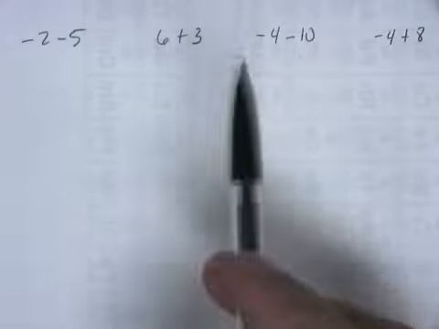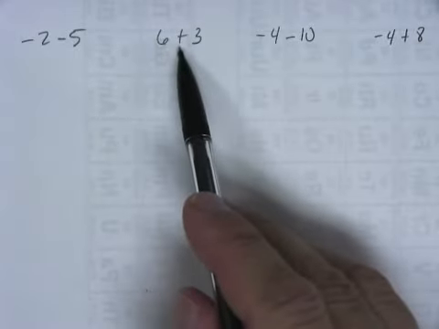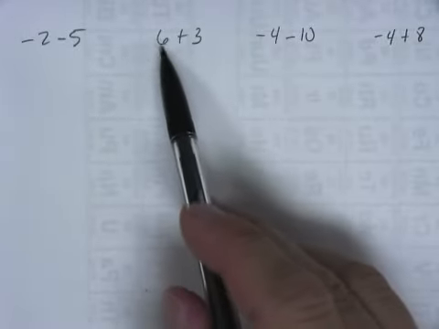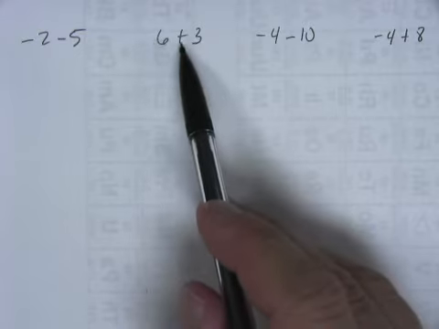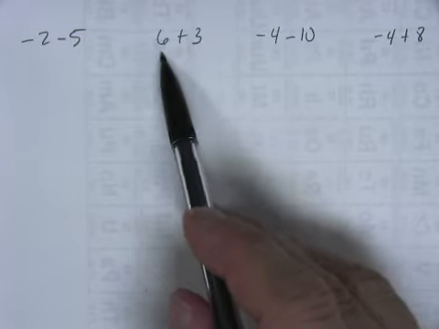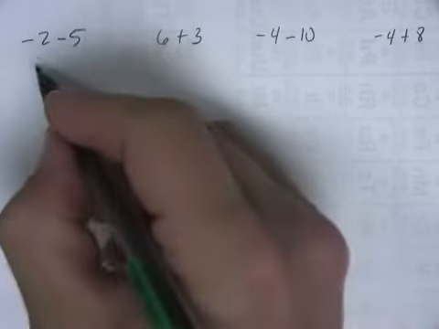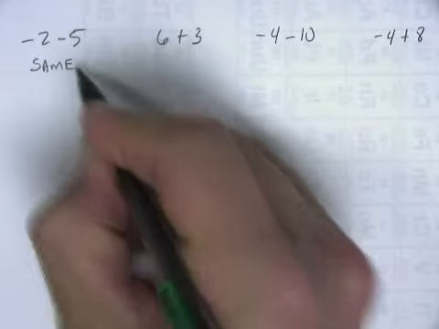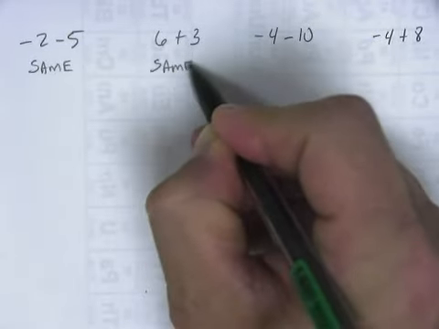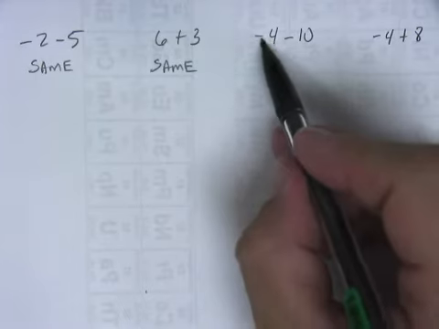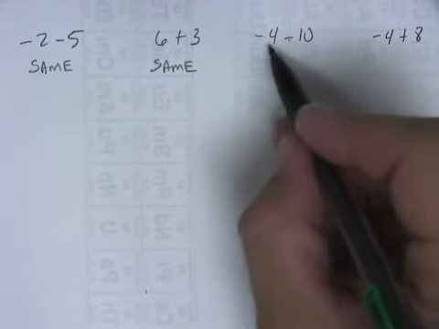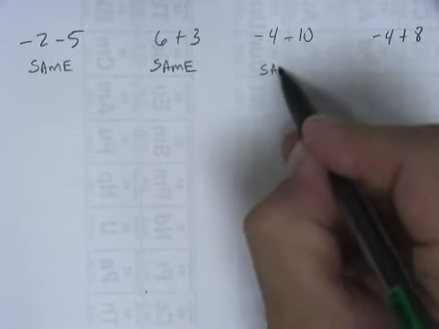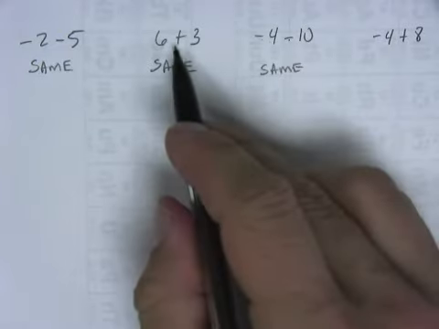What's the sign of the 6? I'm sorry, I said that wrong. What's the sign of the 6? It's positive. What's the sign of the 3? It's positive. Notice they're both the same. These were the same, and these were the same. What's the sign of the 4? Negative. What's the sign of the 10? Negative. They're both the same. In this case, they're both negative. In this case, they're both positive. But regardless, they're still the same, whether they're both positive or both negative.